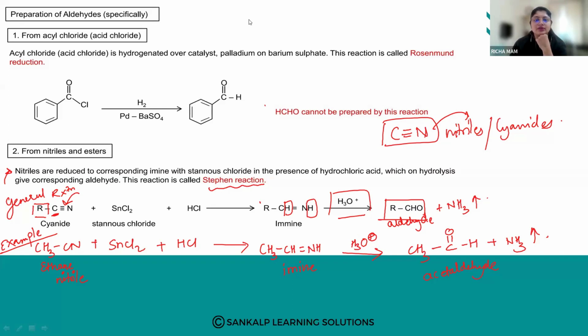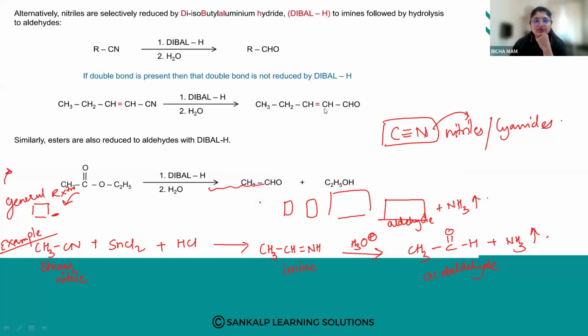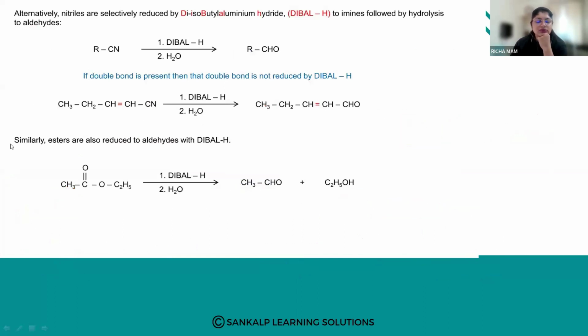Okay, fine. Let us go for the next one. In the previous reaction, we took nitriles and treated them with SnCl2 and HCl. We got imines, and this imine was further hydrolyzed to give the corresponding aldehydes, right?